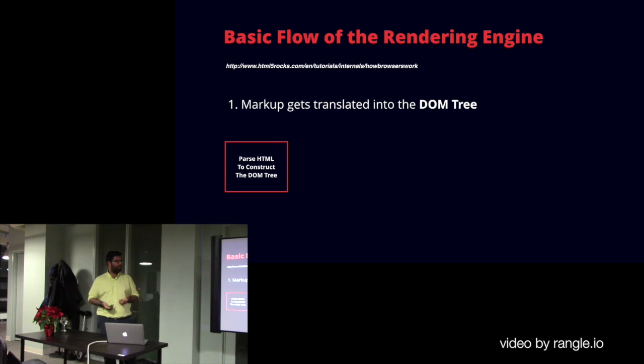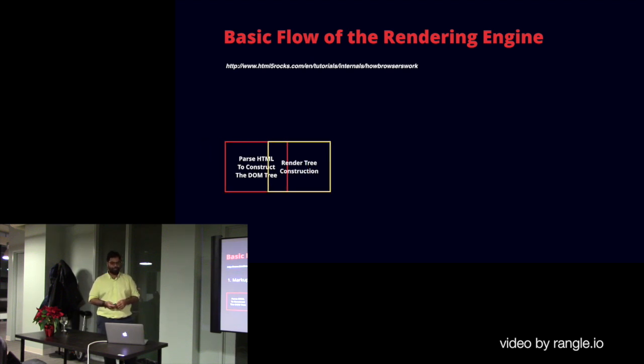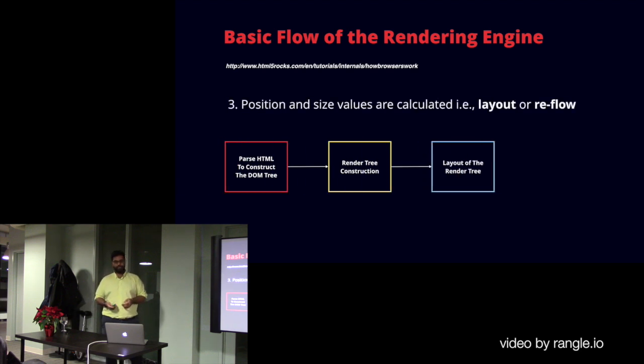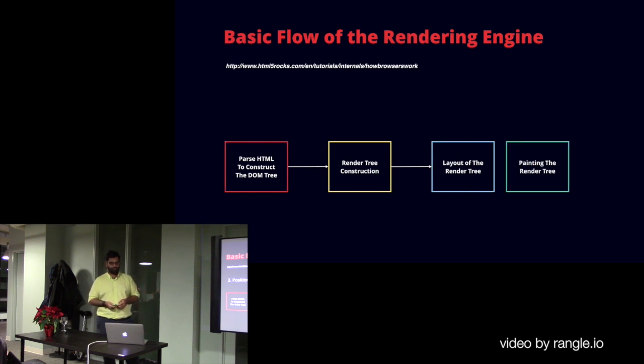So the first step is usually, the browser loads up the markup and actually turns it into the DOM tree. Once it has the DOM tree, it converts it into the render tree, which is essentially a visual representation of the DOM, where each element is in the correct order as it will have to be when it's being painted. The third step is then that it actually goes ahead and calculates the position and sizing of each layer. This is also known as the layout or the reflow.